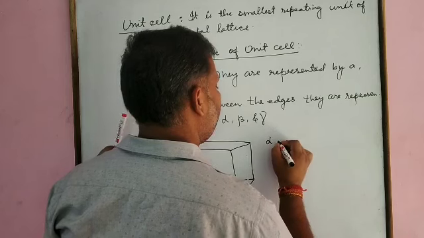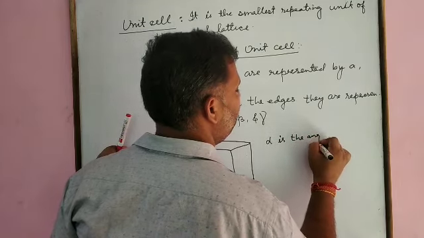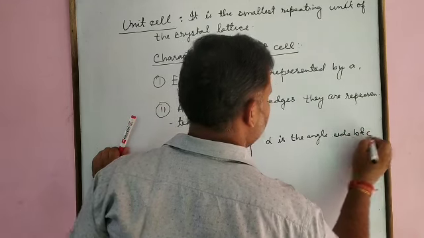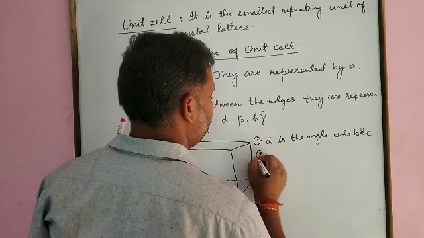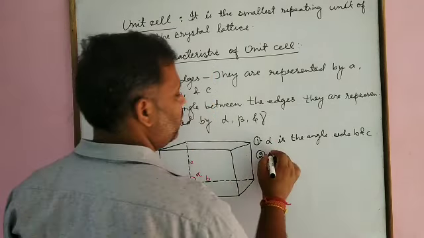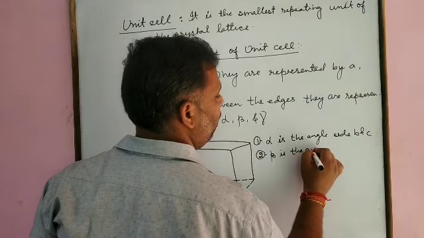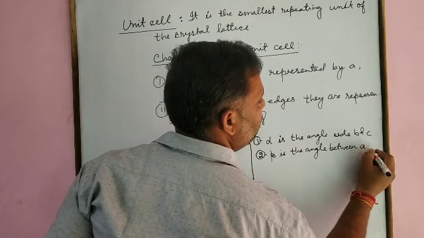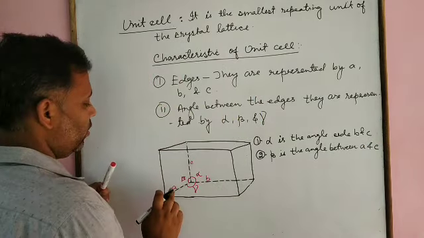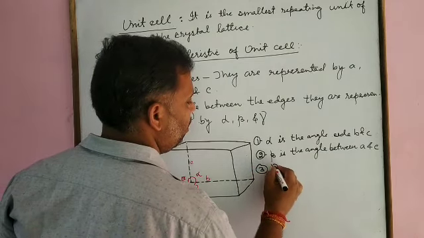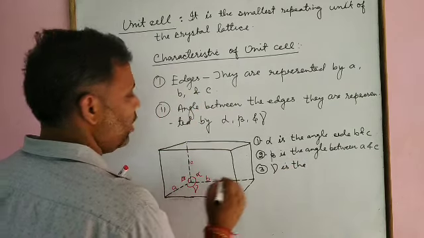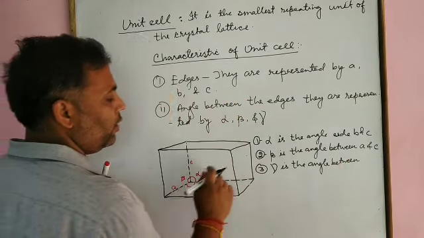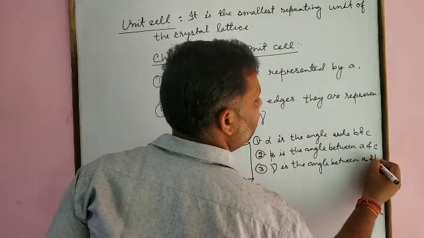Let us see. Alpha is the angle between sides B and C. To the next one, beta is the angle between A and C. To the next one, gamma is the angle between A and B.